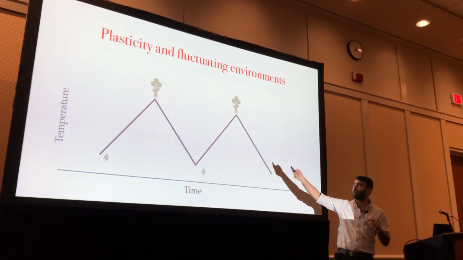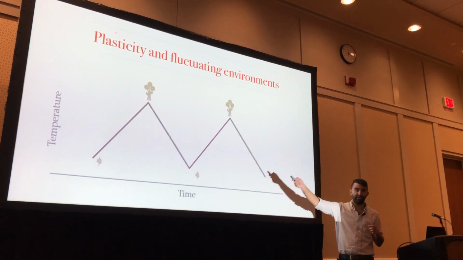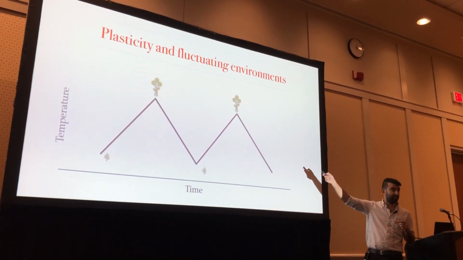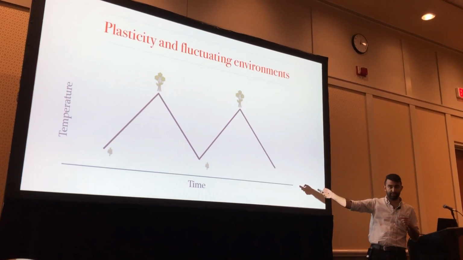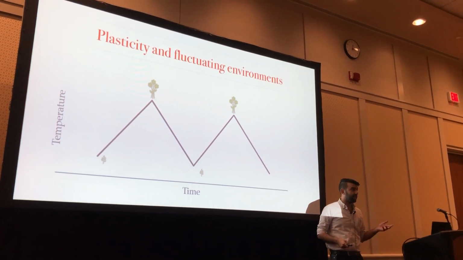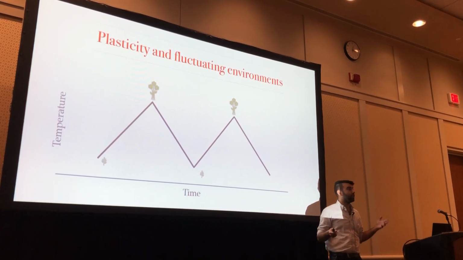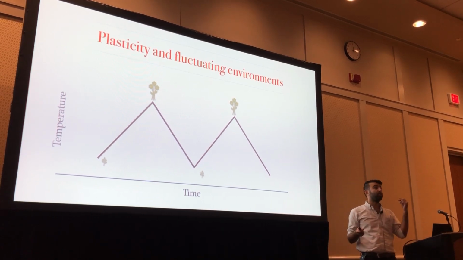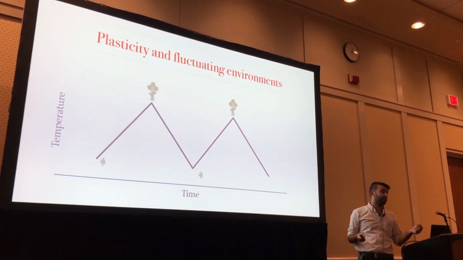And in fact, in this scenario, the previous generation's adult environment might actually be more predictive of the offspring's adult environment than the early life conditions. So in this case, we get an interesting type of plasticity called transgenerational plasticity, where it might be actually advantageous to respond to the parental environment rather than your own early life conditions.